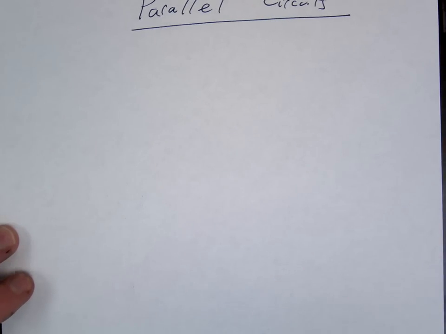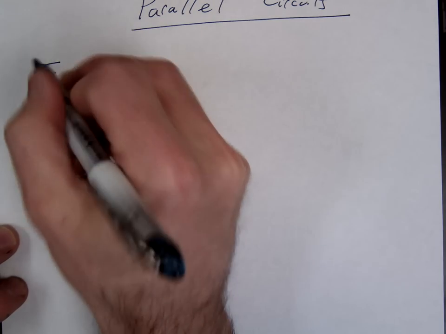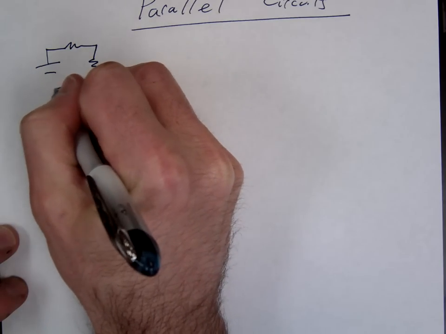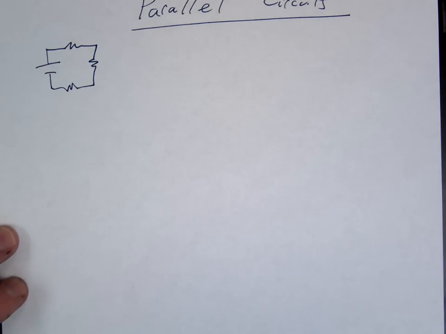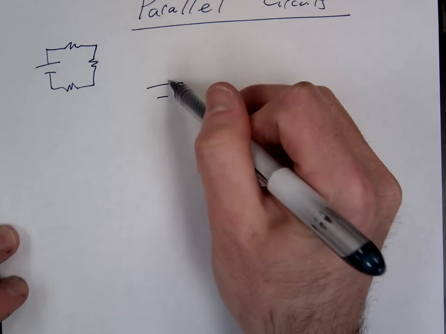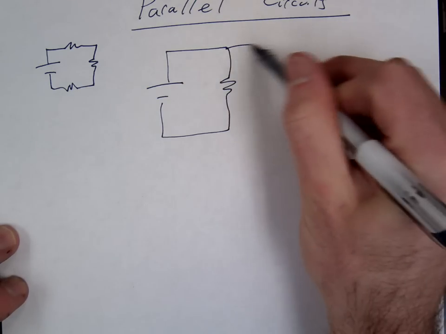Okay, so parallel circuits. So series circuit, just to remind you, looks like this, where you have things that come right after each other, right? They're going to come one right after one another. The parallel circuit looks something like this.